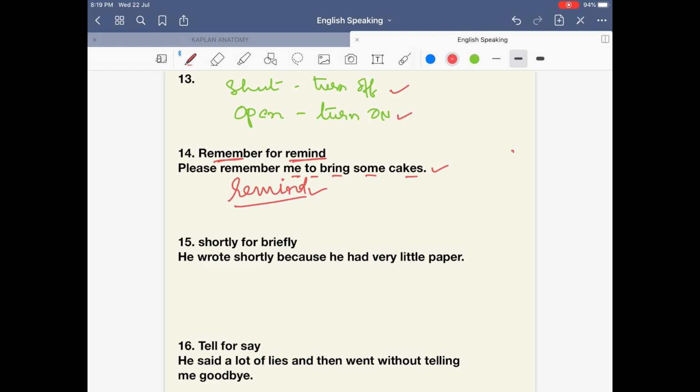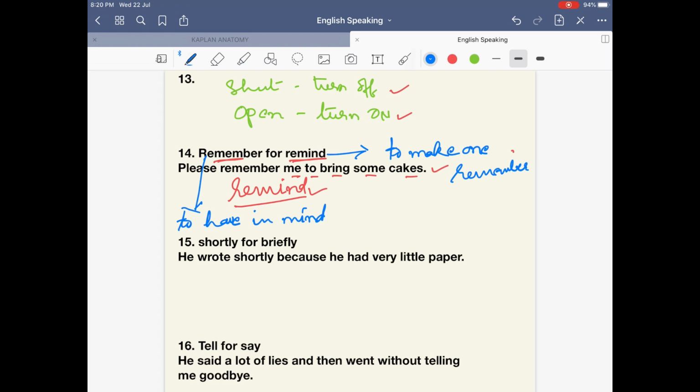Remember and remind, these are two different words. Remember means to have in mind, to have in one's mind, and remind means to make one remember something. So, here it was requested to remind. "Remind me to bring some cakes." This is the right one.